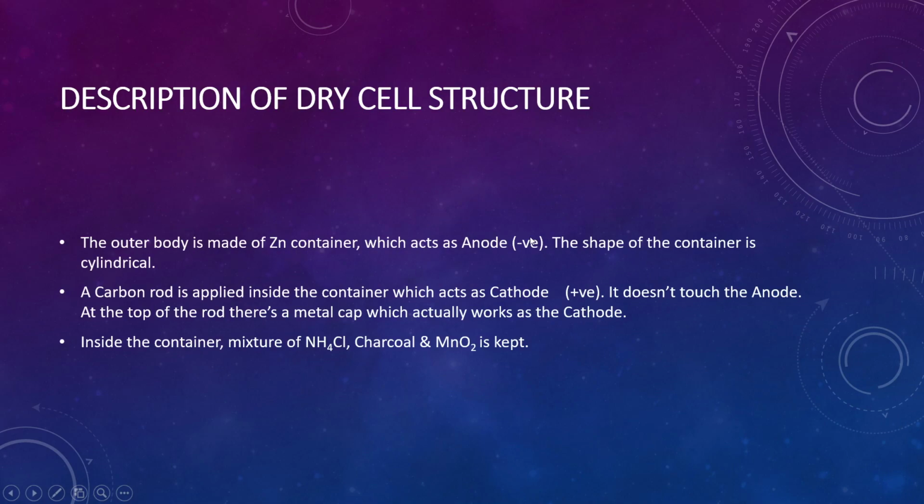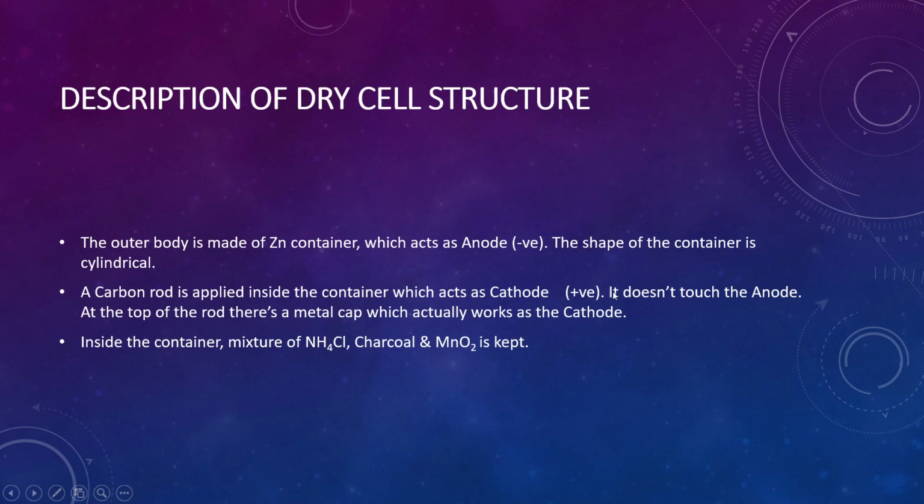It's negative, and the carbon rod applied inside the container acts as the cathode. On the top of this carbon rod there is a metal cap, which actually works as the cathode, and the carbon rod is connected in such a way that it does not touch the anode. Please keep that in mind. To complete the cell, the positive end should not get in touch with the negative end.